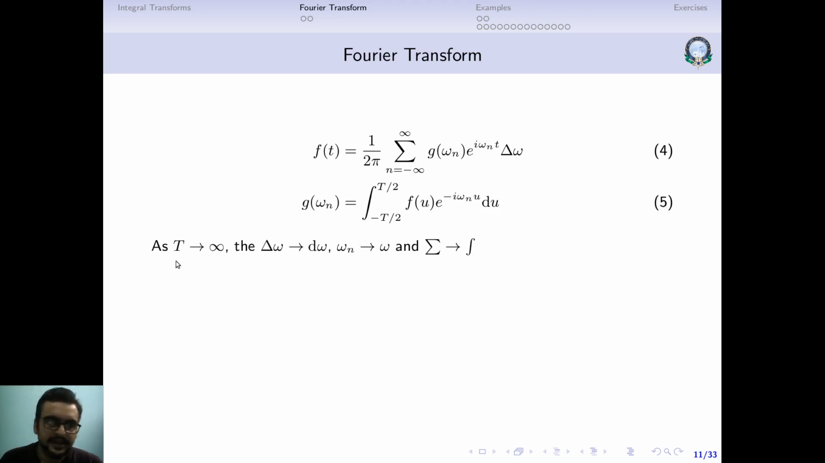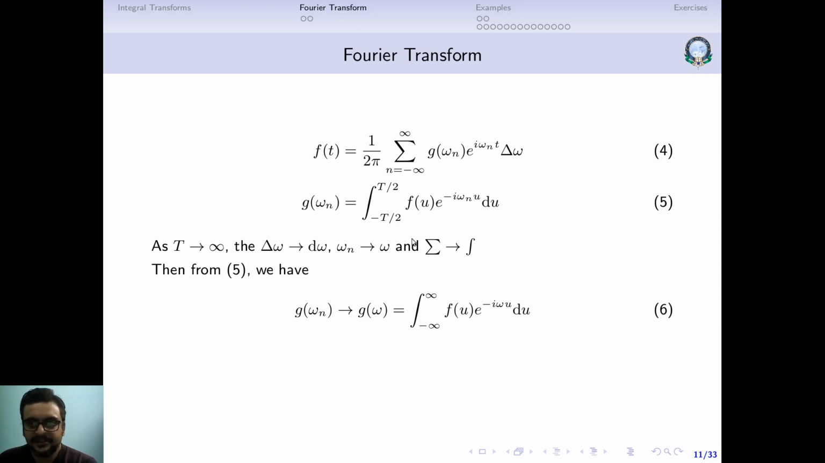Now again, recall, as T tends towards infinity, what happens? Delta omega becomes a differential, and omega n becomes a continuous variable instead of a discrete variable. Discrete frequencies become continuous frequencies, and the summation is going to become an integration. So in equation number 5, g of omega n will become g of omega, because omega n now becomes a continuous variable. And because T tends towards infinity, the lower limit will be minus infinity and the upper limit will be plus infinity. f of u e to the power minus i omega u du. We'll call this equation number 6.